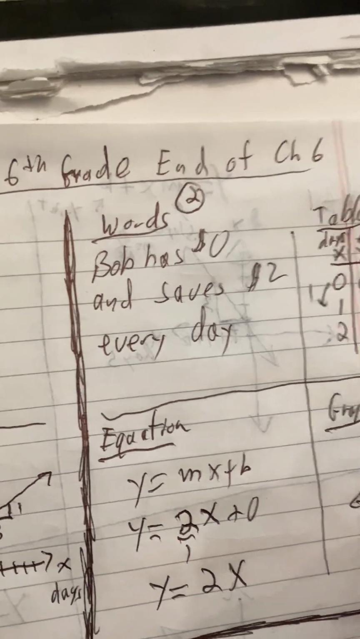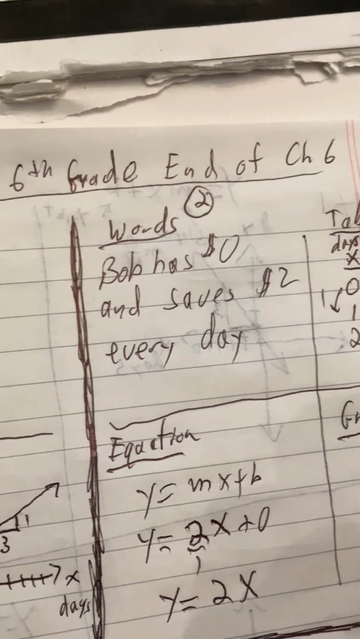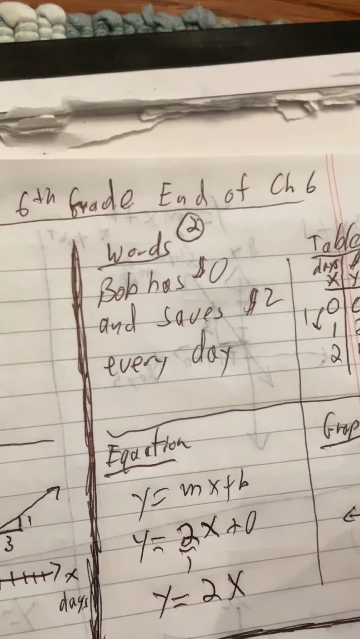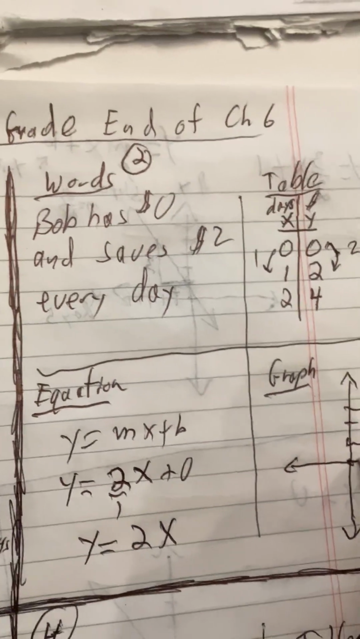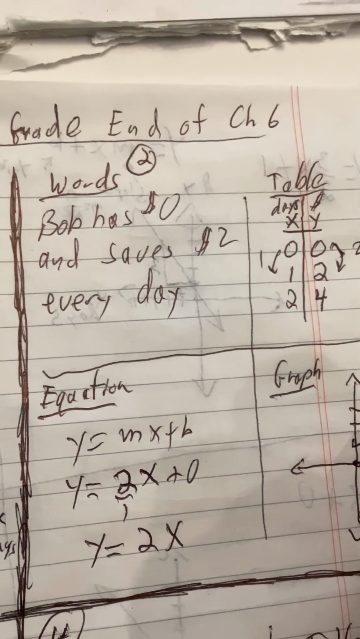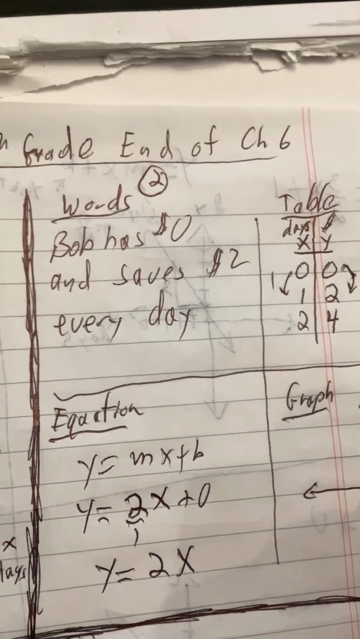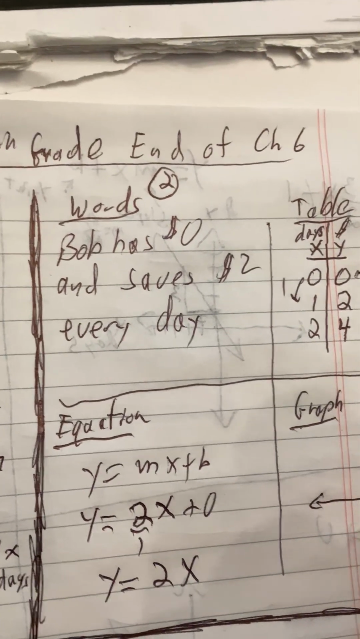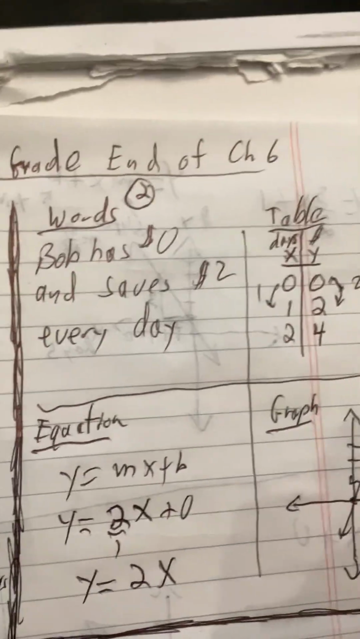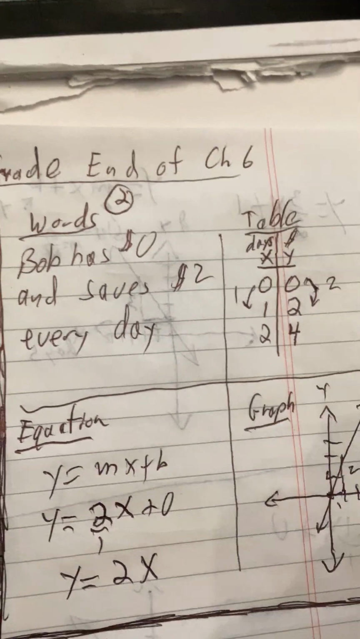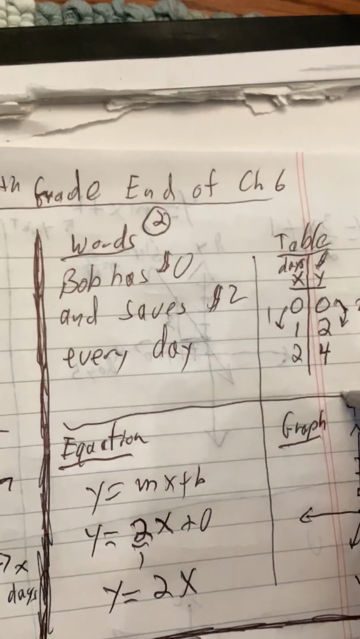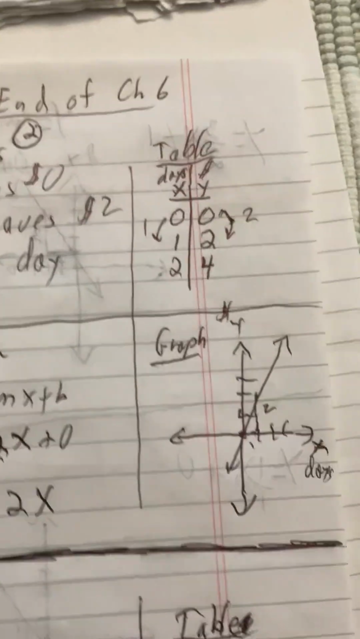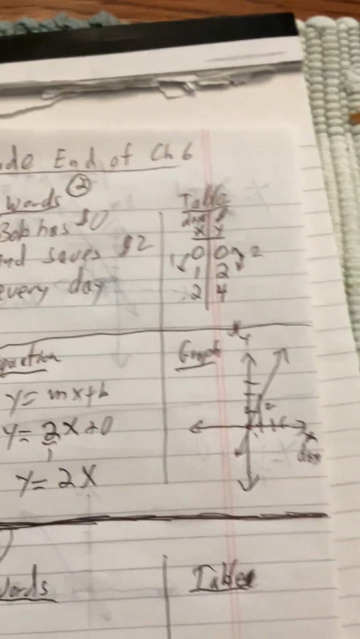And here, 1, 2, 3, I'll just make it simple here. Bob starts with 0, and he goes over 1 and up 2, and there's my line. I can do the x and the y, days and the dollars too if I want. There's my graph for number 2. Number 3.